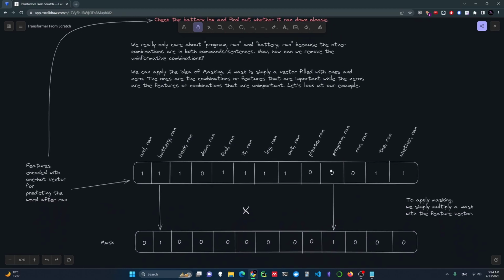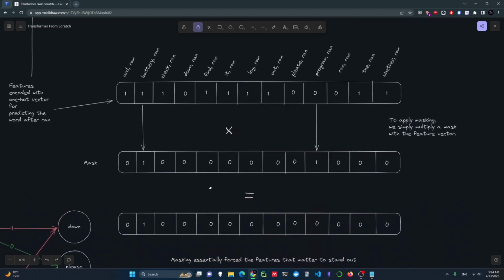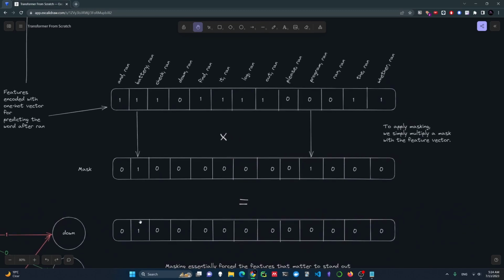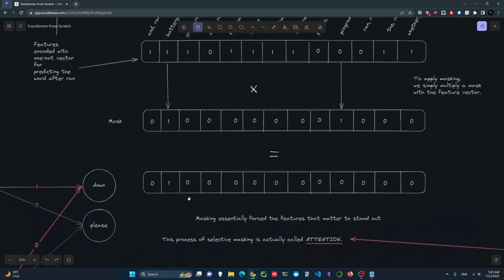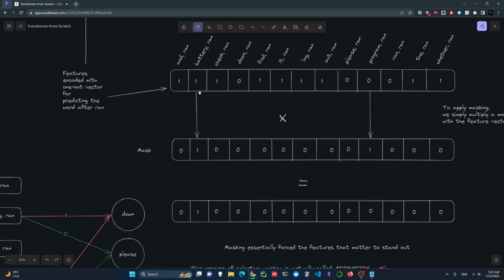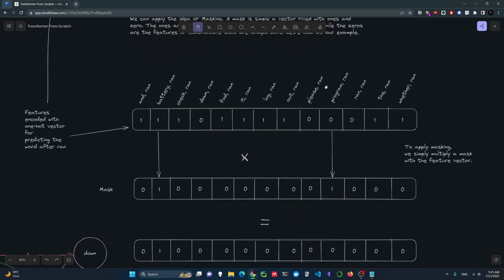Because program ran, for example, doesn't exist in this sentence, right? So that's why 0. And we simply multiply it element-wise by this mask, and we result in this vector that has no noise, right? We simply remove all these useless features. Now we are left with something that's pretty clear and simple, right? Essentially, we made the important features stand out. And we see in this case, even though this is 1, it's still ultimately 0 because we don't have the word program and ran in there. Okay.